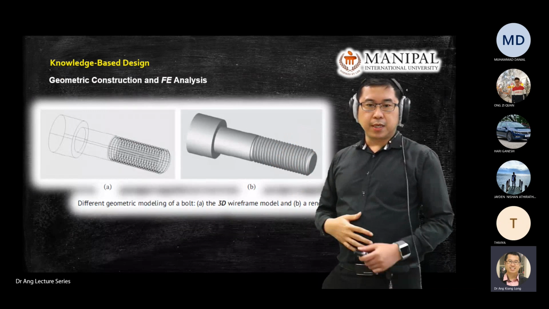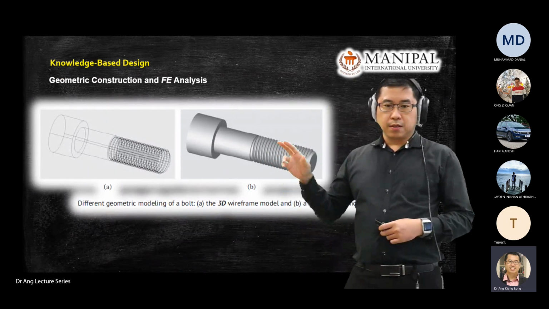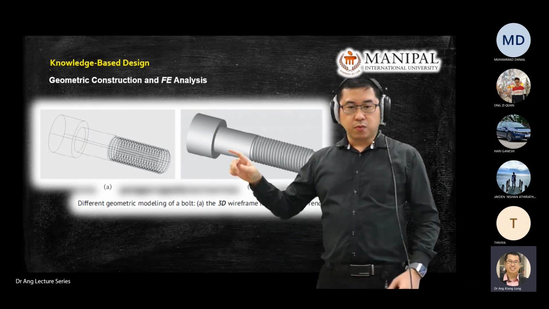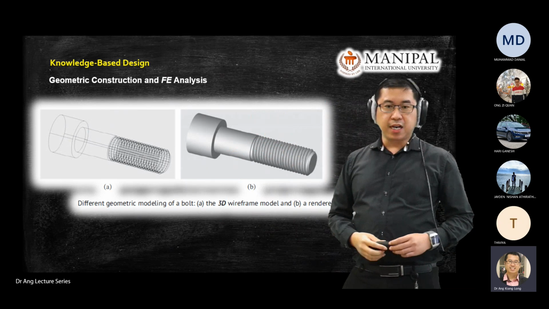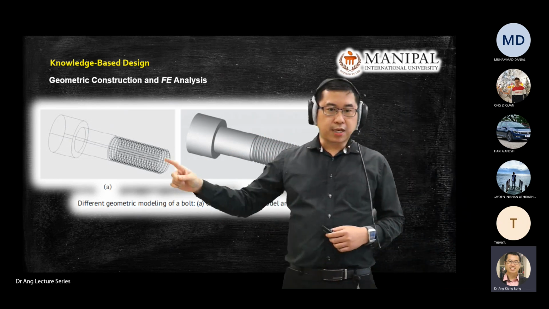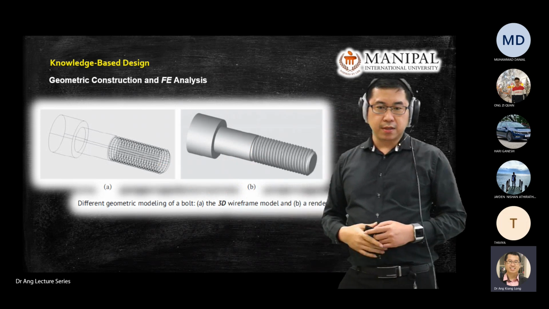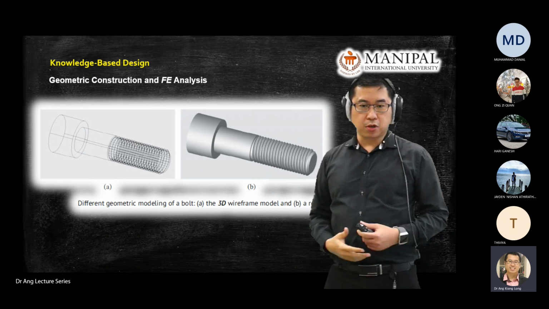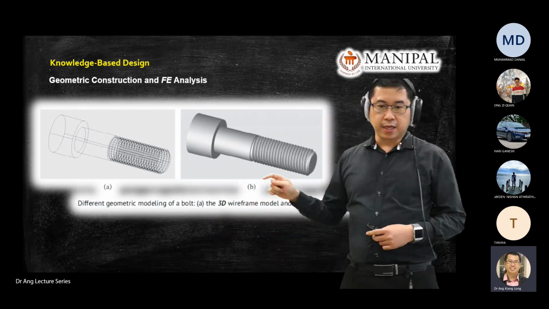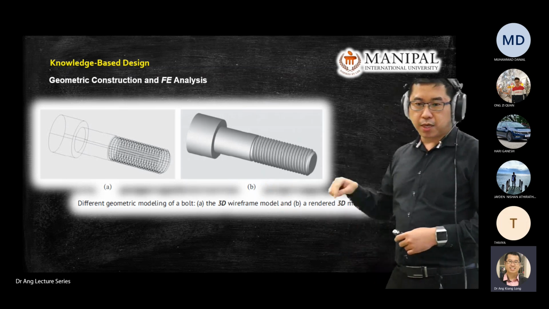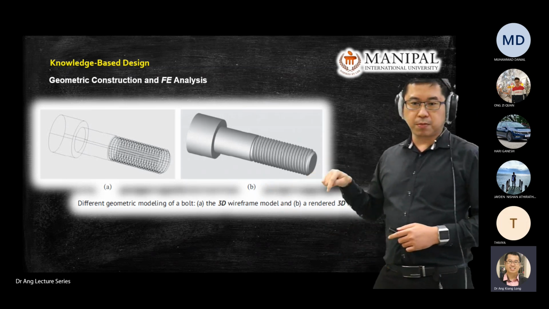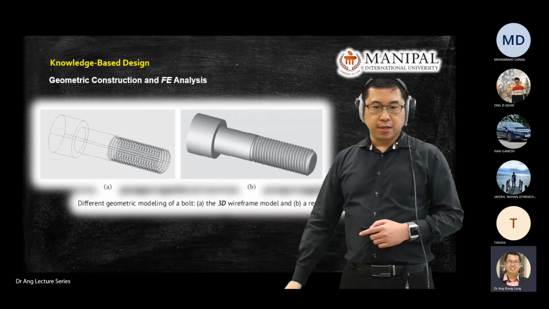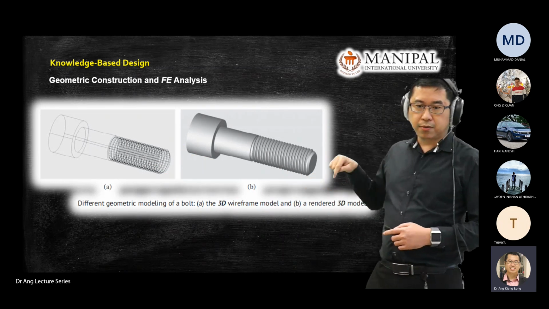You will be doing this in the coming weeks, where you run the finite element analysis. You will construct the geometry and then run the 3D modeling. In the software that you use, for example SolidWorks, you are able to view your product in wireframe and also in rendered 3D model. You are able to choose the presentation of your 3D parts, either in wireframe or in rendered 3D model.